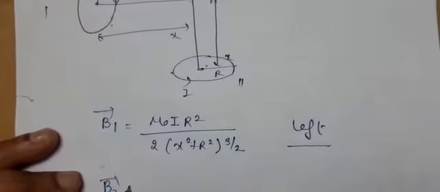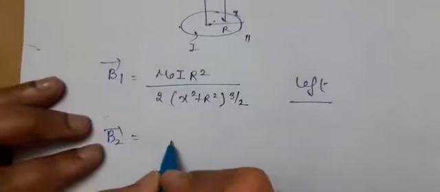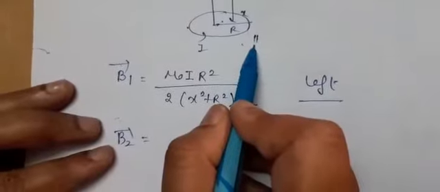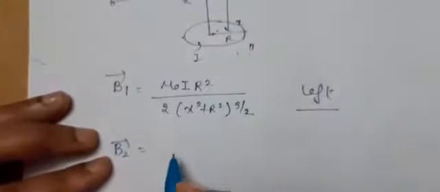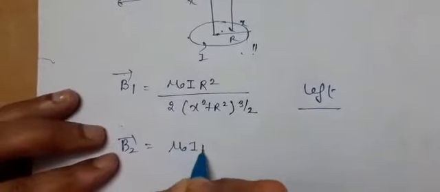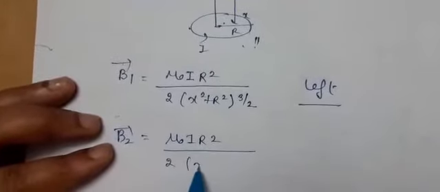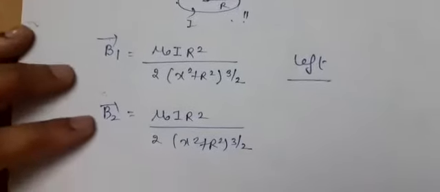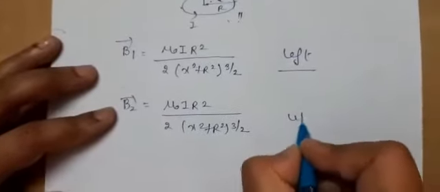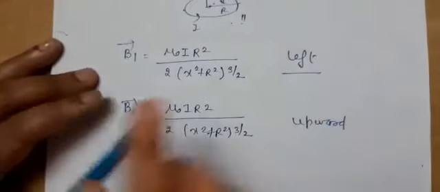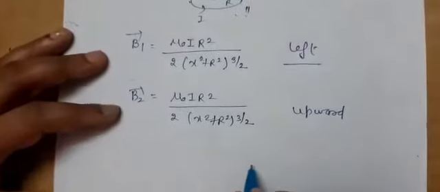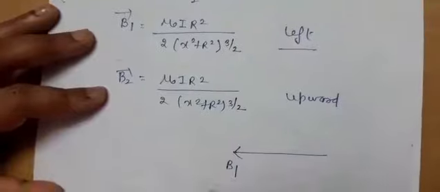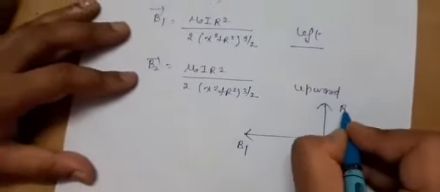Now the magnetic field for the second loop at the common center O is mu naught I r square upon 2 times x square plus r square raised to the power 3 by 2. Here the magnitudes are the same, but the direction is upward. Apply the right hand rule: the current is in this direction, the thumb is pointing upward. So magnetic field B1 is along left and B2 is upward.